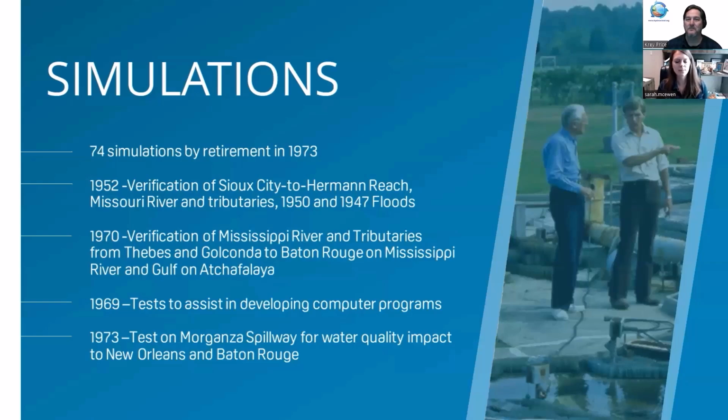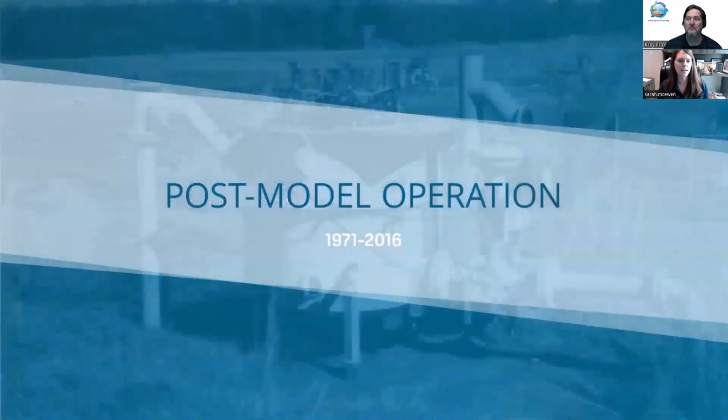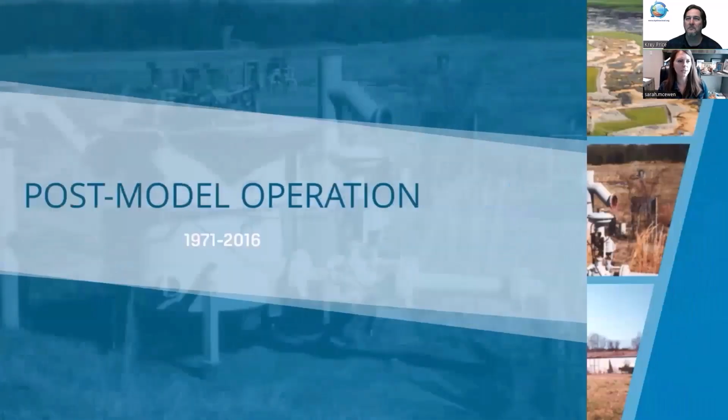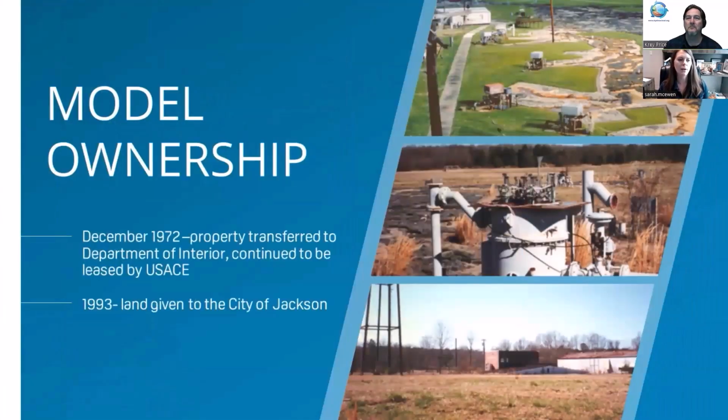But mostly it was pretty much done by 1973. So in the late 70s, different districts could rent or use or lease this property and run their own simulations. So the Memphis district of the Army Corps used the Memphis area and really played around with a couple of things. But post-models, what we call that time after the simulations were done, in 1972, when all those simulations were done, all of the adjacent property was transferred to the Department of Interior, including the model itself.